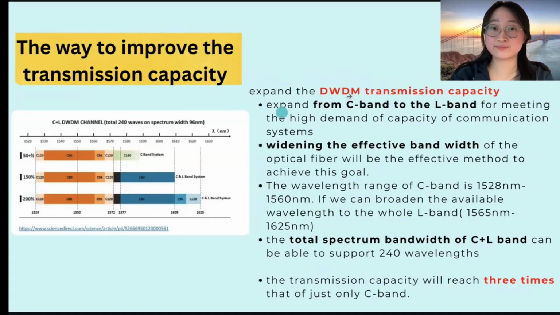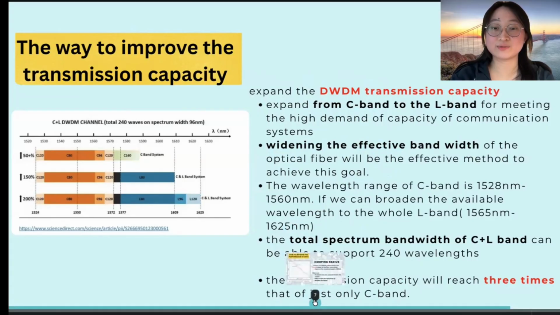Lastly, we will talk about ways to improve the transmission capacity. In order to expand the DWDM transmission capacity, we can extend from the C band to the L band in order to widen the effective bandwidth. The results show that the transmission capacity will reach 3 times that of the C band alone.